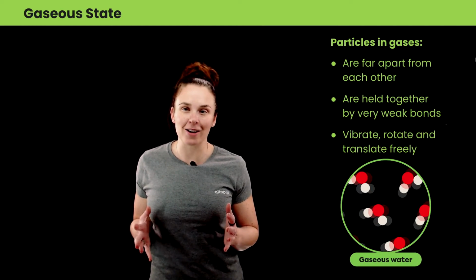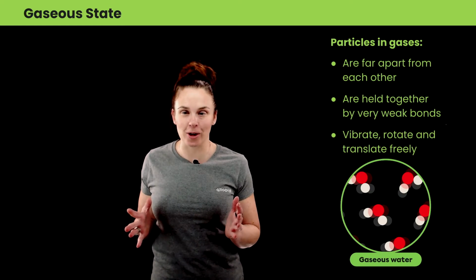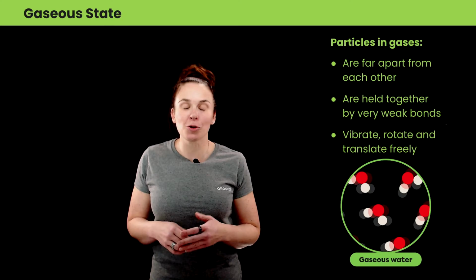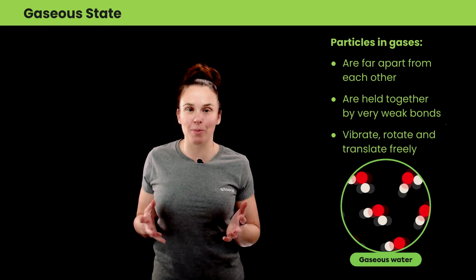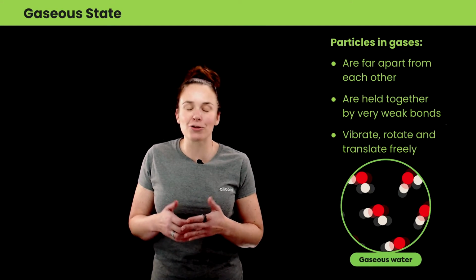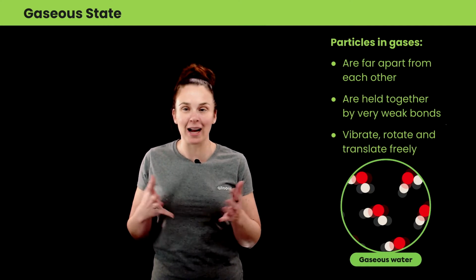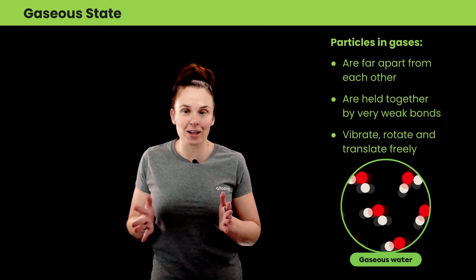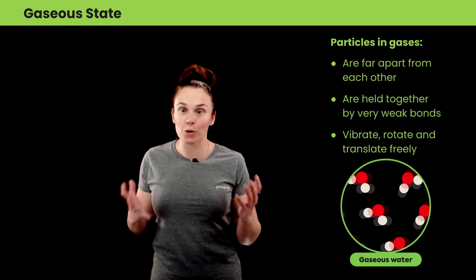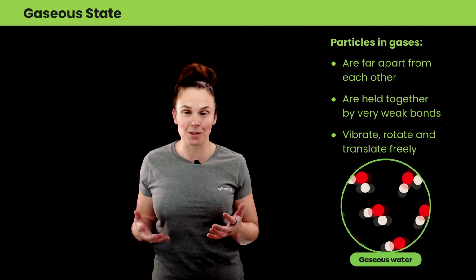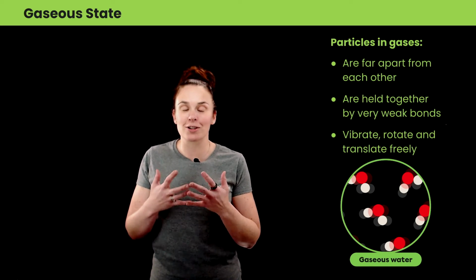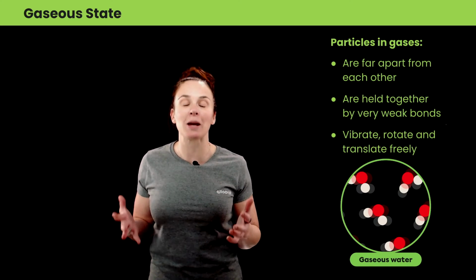So particles of matter in gaseous state are very disorganized, as you can see from our gaseous water diagram of particles. Particles in gases are very far apart from each other. They are held together by very weak bonds, and there's not really any method behind their movement. They are very disorganized and erratic. So when we walk through a room, we know there's oxygen in the room. We know there are different types of gases in the room, but we're not getting hit in the face with particles because there are such weak bonds between particles and there's space between the particles.